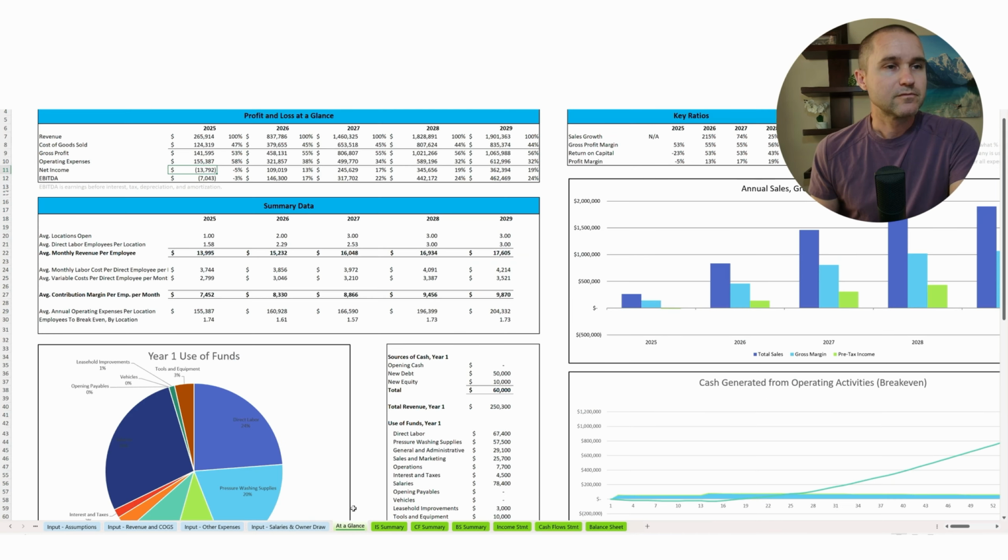Okay, so the main difference here, we can see, when we have over a period of time 3 locations opening, you can see we're getting up to 1.9 million in revenue by the end of year 5 with a healthy 19% net income, 362,000. So yeah, that's the process. That's what I wanted to show you.